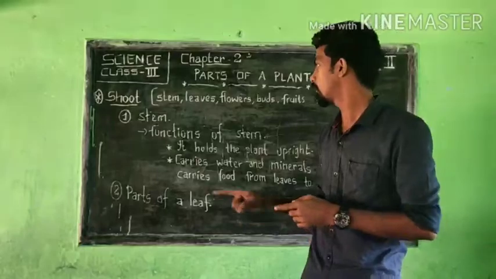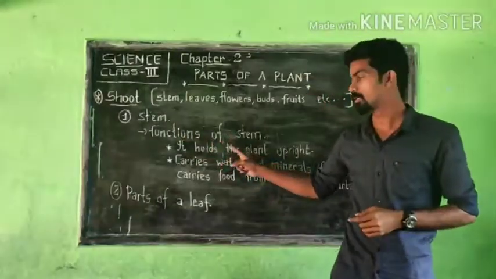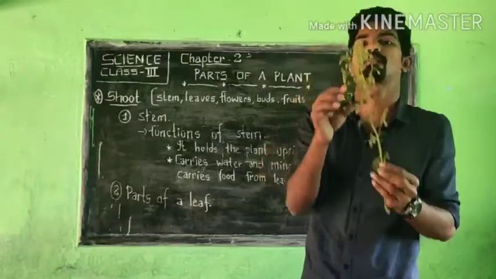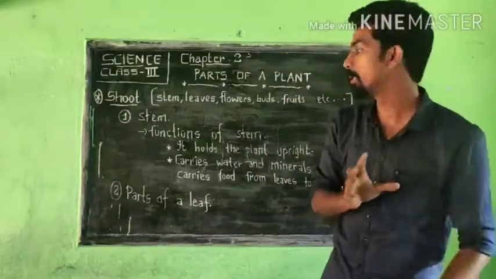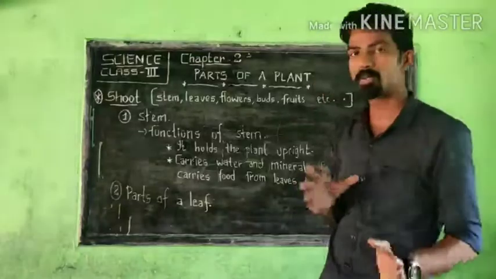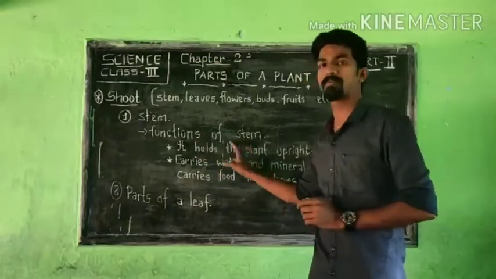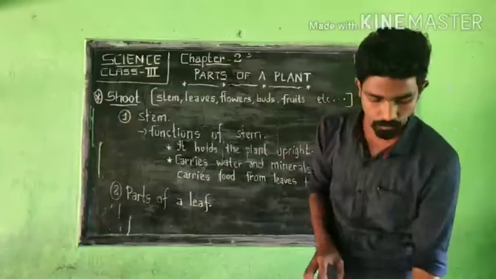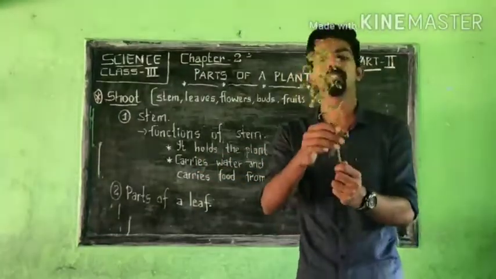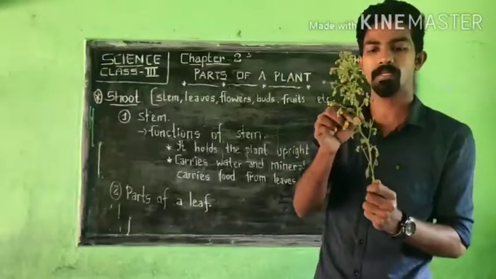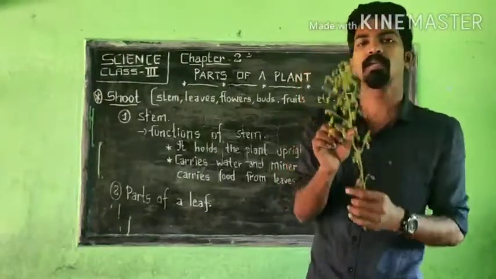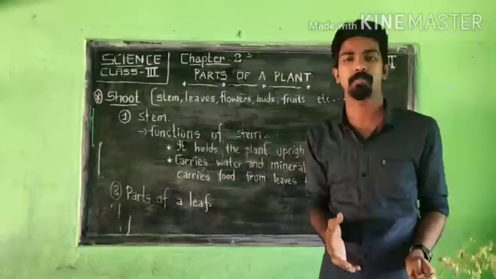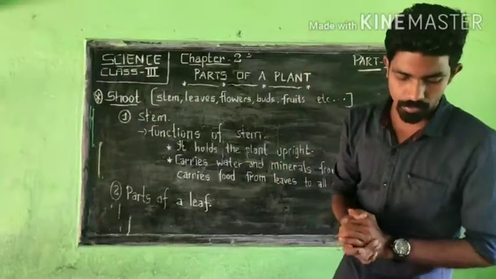Now moving to the next, we have the functions of the stem. How do we know what the functions of the stem are? The stem plays a good role in a plant. The first function, as I already told you, is that it holds the plant upright. The plant needs to stand upright in the soil, and for that the strong stem helps the plant. So the first function of the stem is that it helps the plant to stand upright.